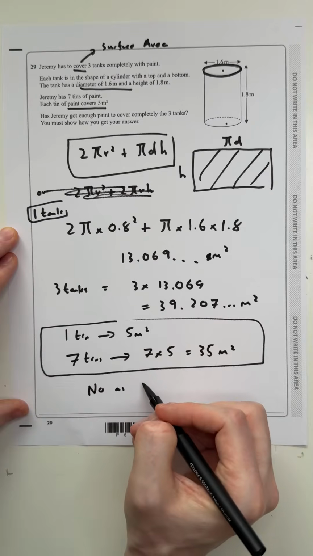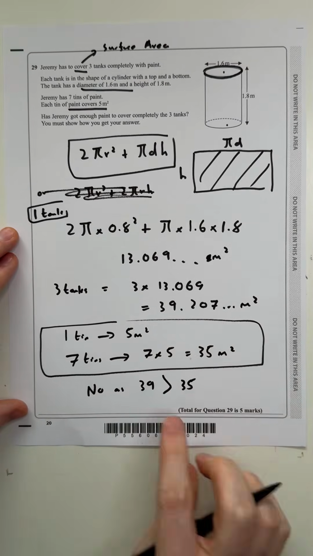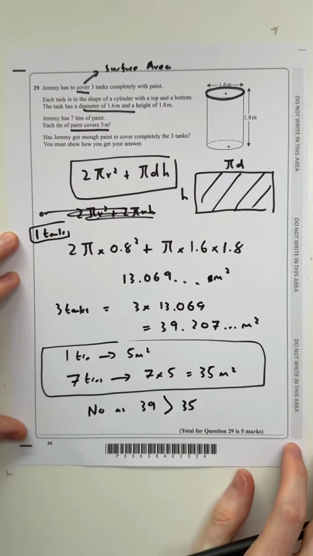It says no, as she requires 39 meters squared, but she only has 35. So you can write it 2 ways. You can write no, as 39 is greater than the 35 meters squared she has. So make sure you read the question carefully. Surface area, if she's painting something, it's surface area.